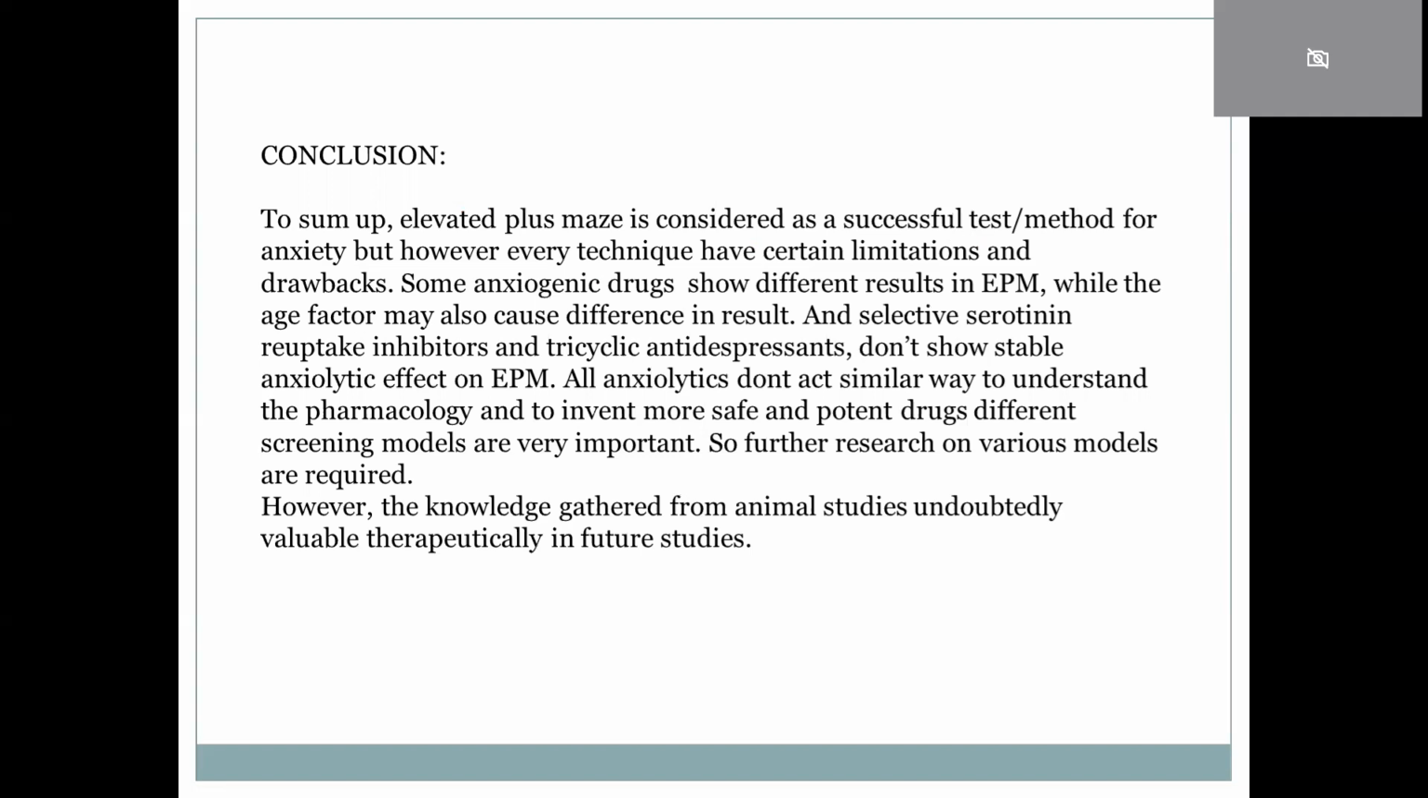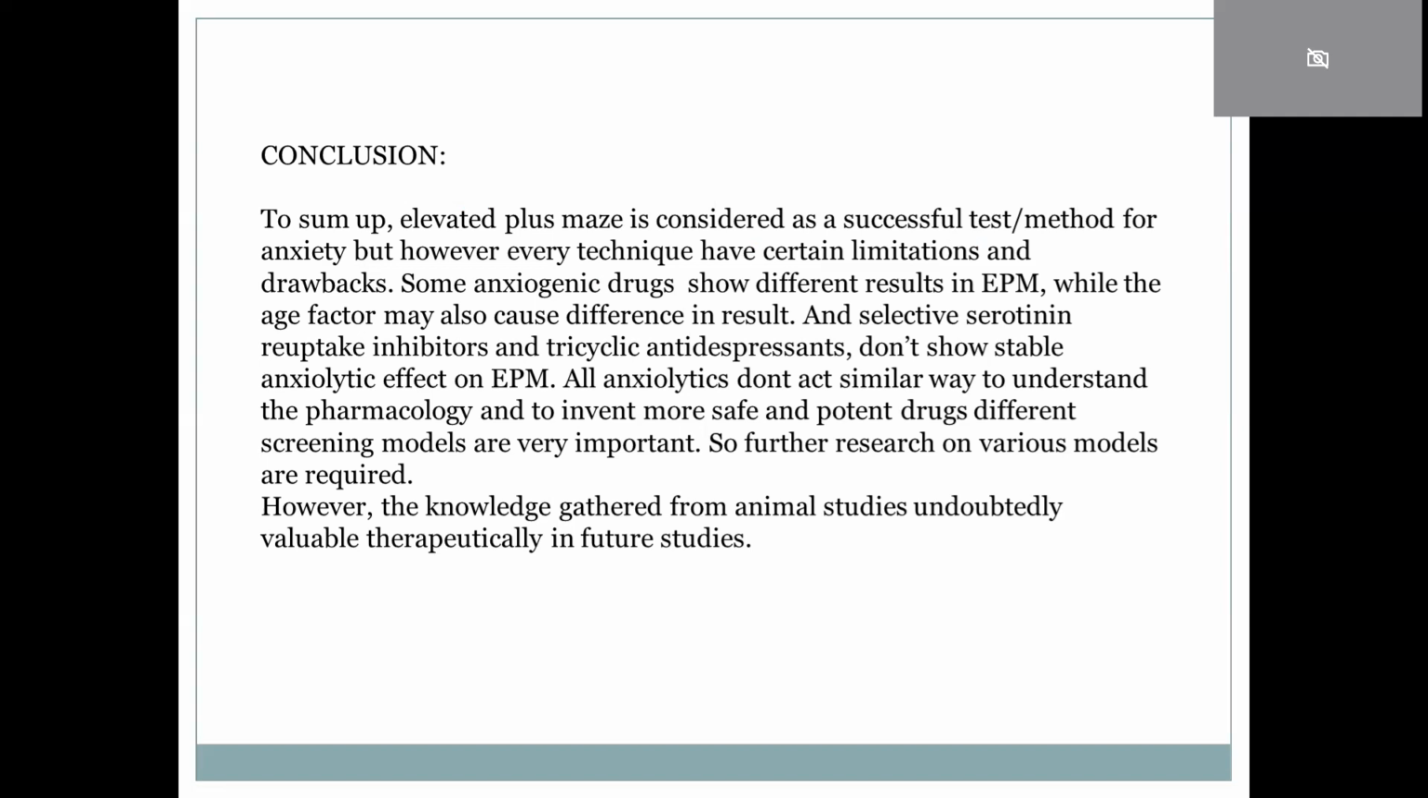But, however, every technique has certain limitations and drawbacks. So, it also has some drawbacks like anxiogenic drugs don't show results in EPM, while the age factor may also cause the difference in results. And selective serotonin reuptake inhibitors and tricyclic antidepressants don't show a stable anxiolytic effect on elevated plus maze.